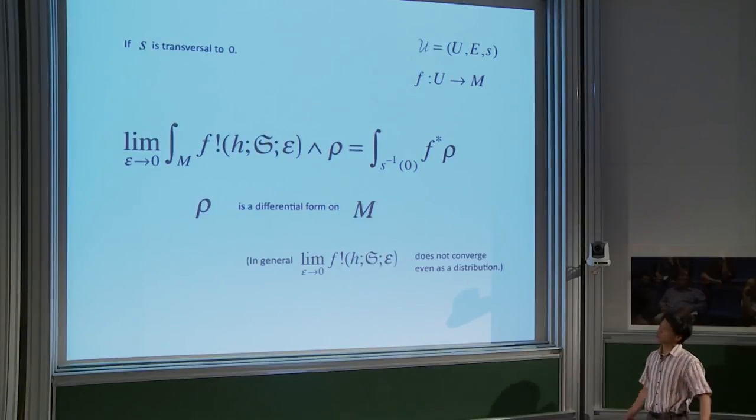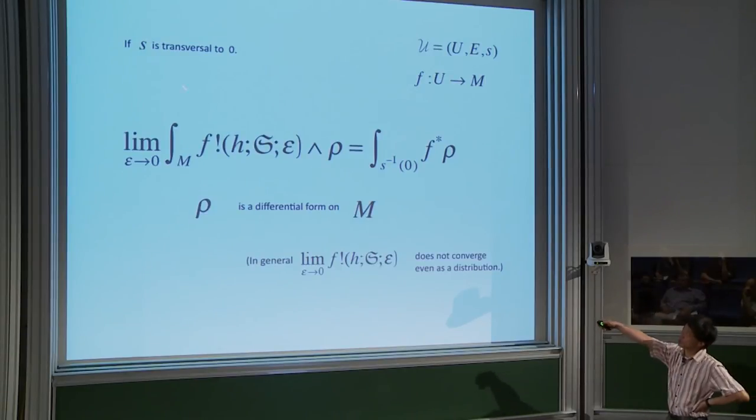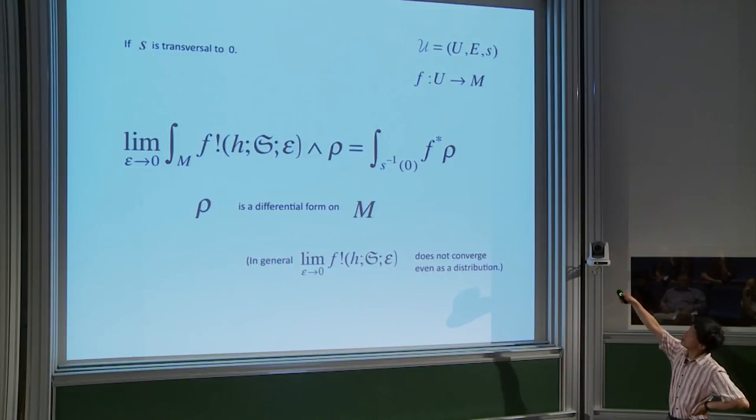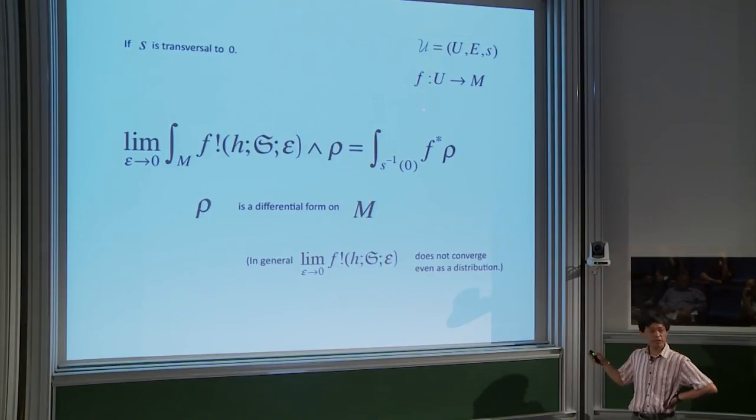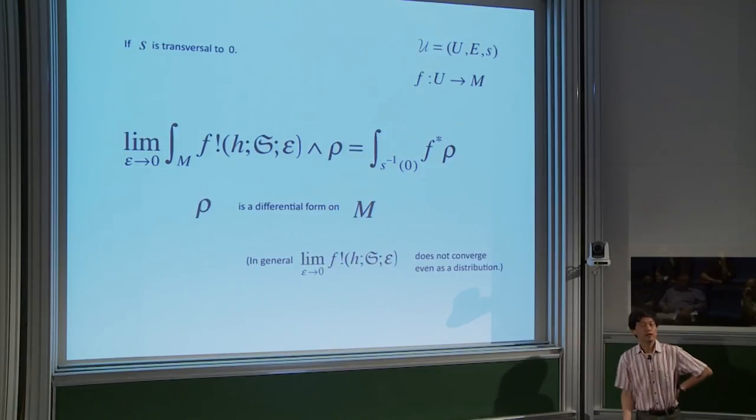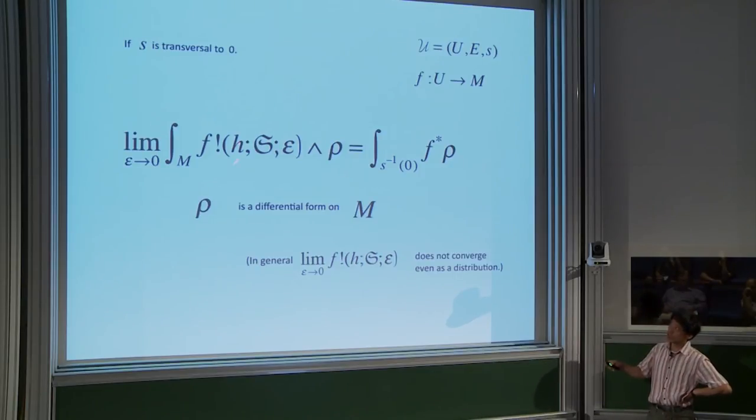The typical, easier situation is the following. Suppose that S is transversal to zero. Then S inverse zero is a smooth, compact manifold, but F may not be a submersion. Then you can still push out differential forms, but what you get is a current. And the property of this push out is that as epsilon goes to zero, this push out is a current, which is the push out of H.